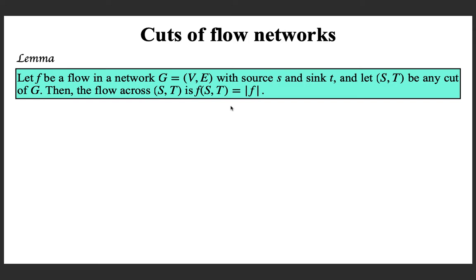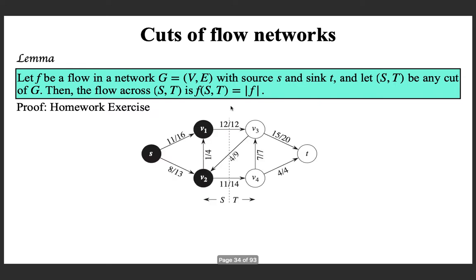The proof is not very difficult, it is left as an exercise, but we can verify in the example. Here we have an ST cut, a flow network and a flow, and the value of the flow is 11 plus 8, which is 19, and you can verify that 19 is also the net flow across the cut. So, 19 is the flow value, which is the same as the net flow across the cut, that is 12 plus 11 minus 4, which is nothing but the net flow across the cut. This is what the lemma is claiming.